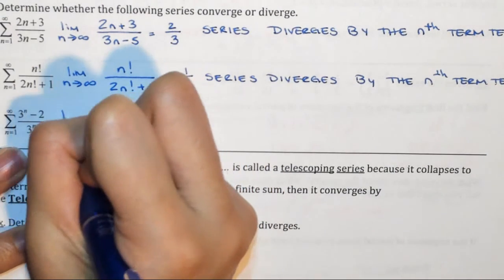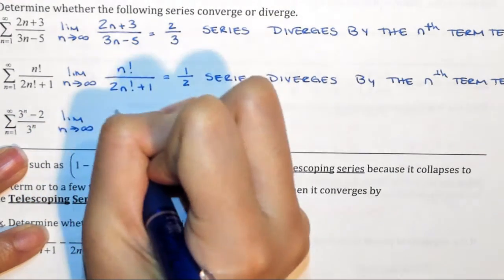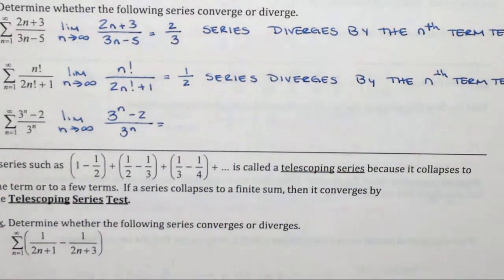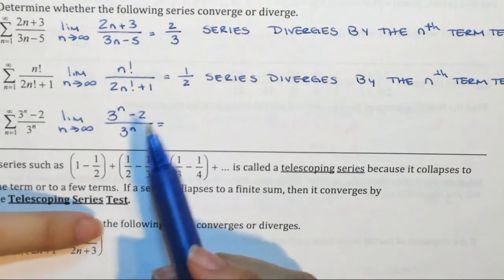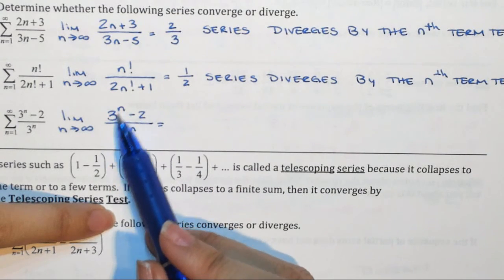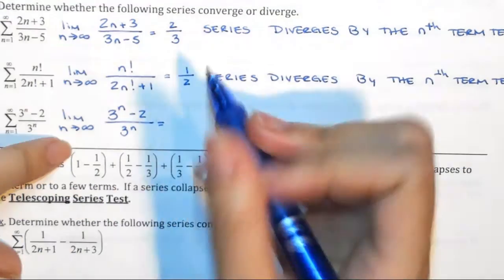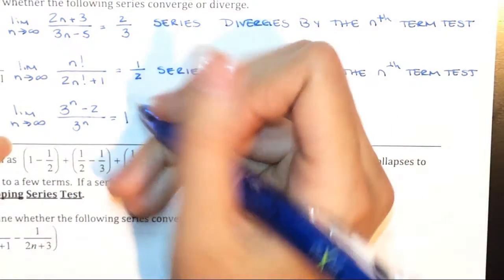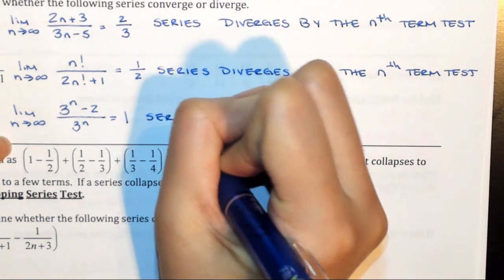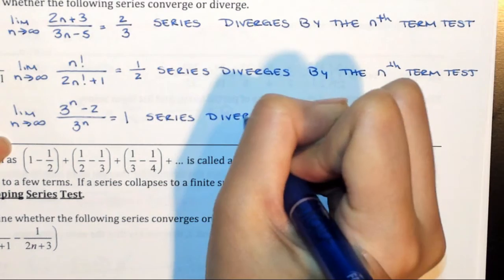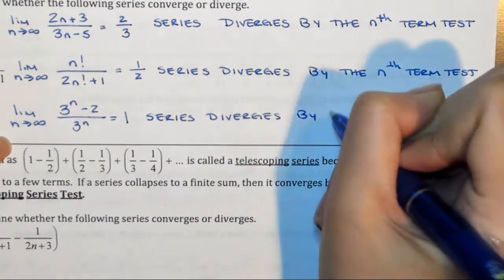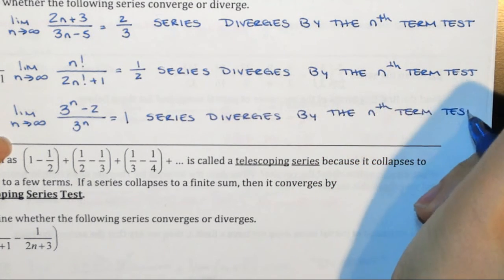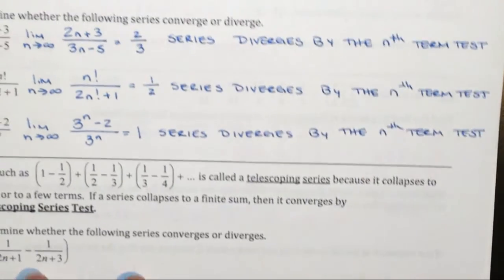Last one, let's evaluate the limit. So this limit goes to, the 2 is inconsequential as you go to infinity, so we have 3 to the n over 3 to the n. This limit is going to go to 1. So same thing as all the others, this does not equal 0. We can automatically say that the series diverges by the nth term test. Okay?